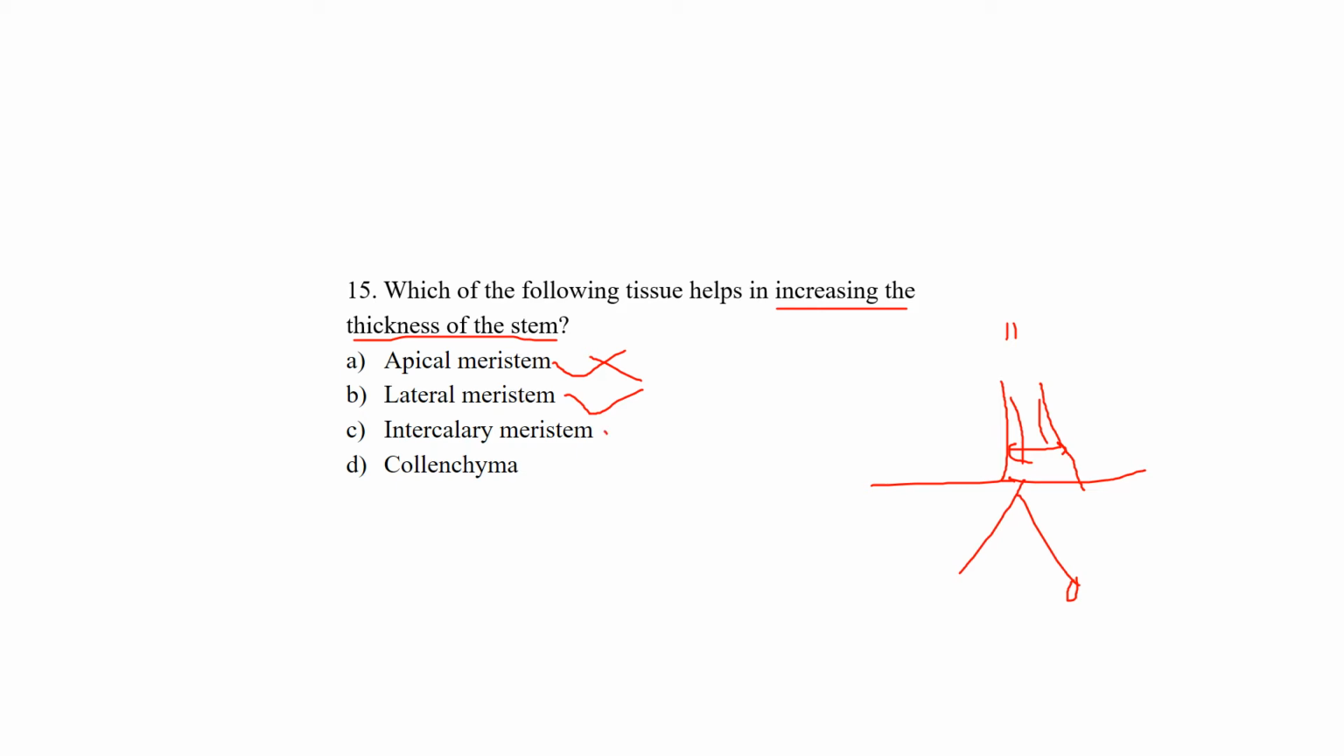The third is intercalary meristem. In our previous video, we saw that intercalary meristem is present at the internodes of the leaves, so it will not be the answer. And collenchyma only provides mechanical support, so collenchyma will not be the answer to our question. So the proper answer to our question is lateral meristem. How can we see this?